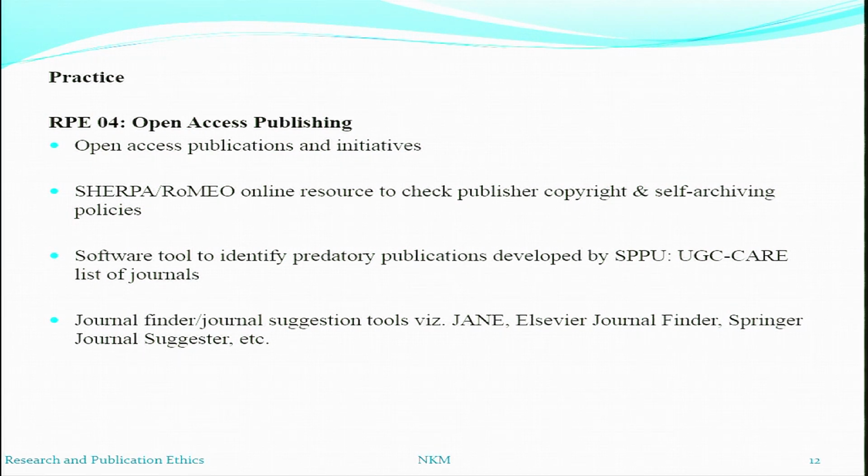And then we'll talk about some software tools to identify predatory publications, developed by SPPU, and the UGC CARE list of journals. And then in the end, we'll discuss the journal finder, how to find an appropriate journal for your research, and I will train you through a practice session. There I will be using the Elsevier Journal Finder and Springer Journal Finder, to see how to choose a research journal and what the different useful metrics are, like response time, impact factor, and acceptance period. These are important metrics for a research scholar at the time of publication.